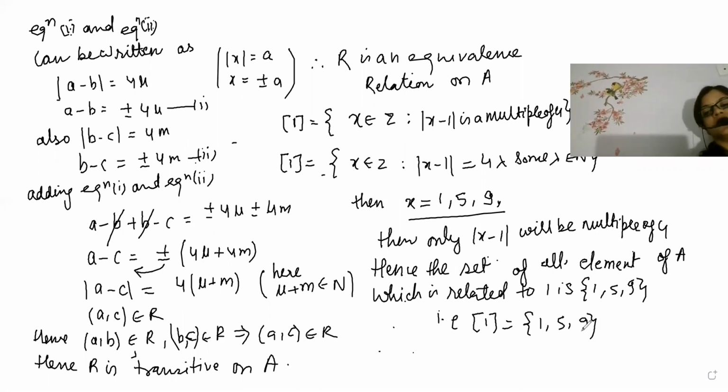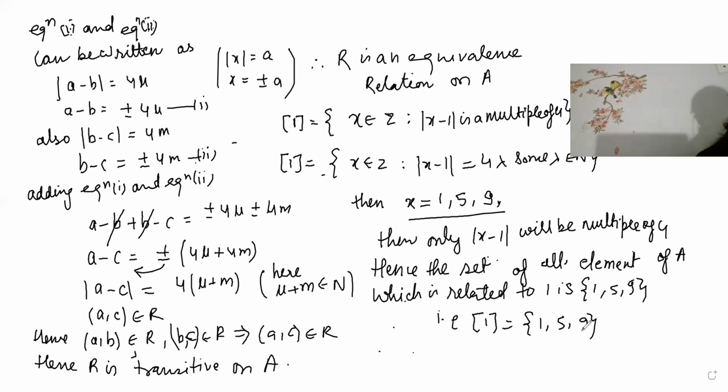That is what the equivalence class is. So that means x minus 1 will be a multiple of 4. Now, the set of all elements of A means whatever element of A is present which is related to 1. How is it related? Modulus of x minus 1 is a multiple of 4, and the elements related to 1 are written as 1, 5, 9. That is, the equivalence class of 1 is 1, 5, 9. I hope you might have understood this question. This is a very, very important question.